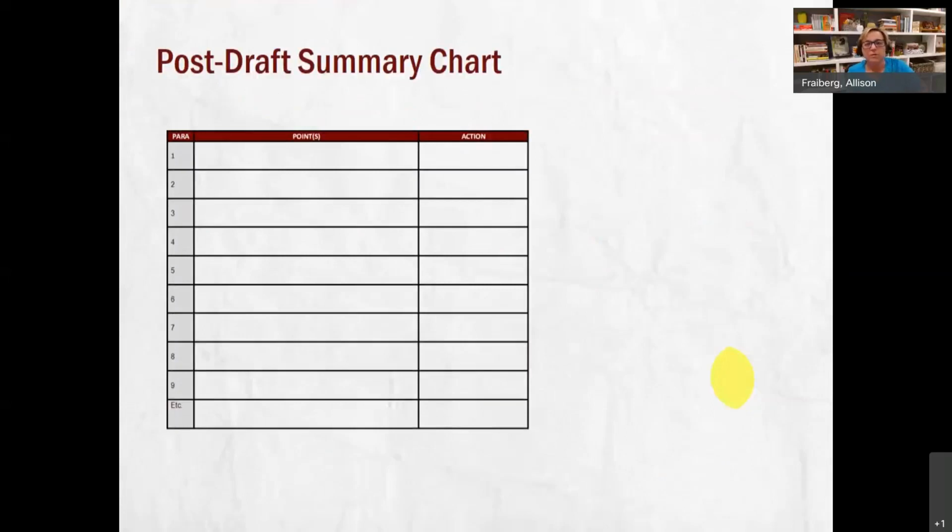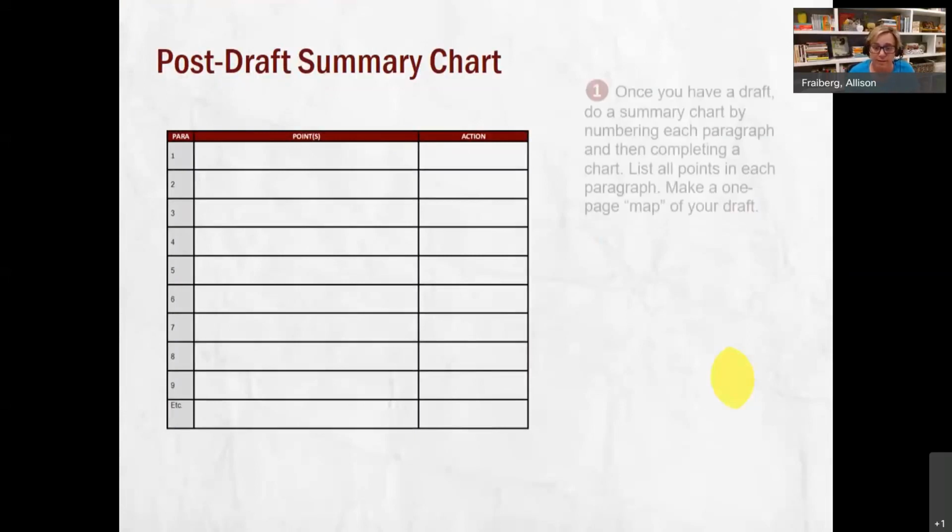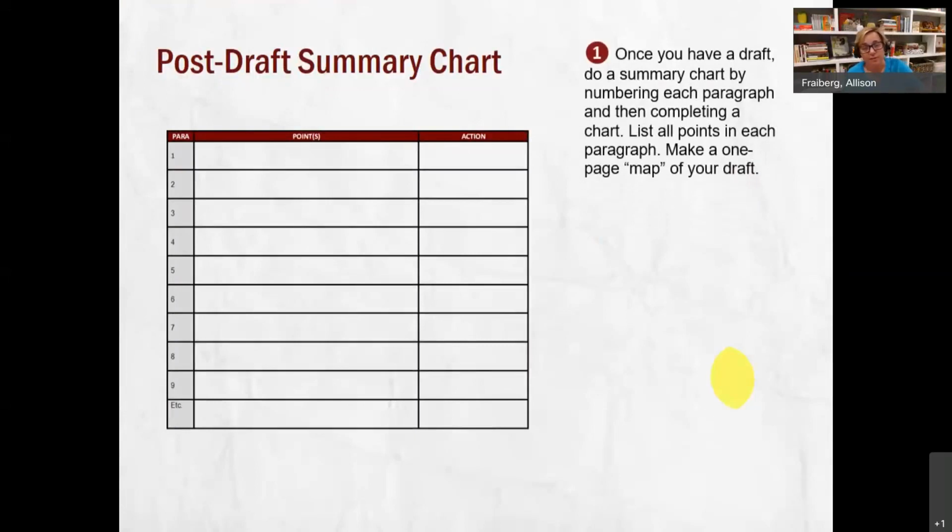Okay, the post-draft summary chart is very similar to what I had you do early on to summarize everything. You make a summary chart, except this time you're doing it to your own writing. You're the author. So once you have a draft, and that's what's important here, you have to have a draft. I don't think you should do outlines until you're outlining a draft that you've already written. In other words, you're doing an inventory.